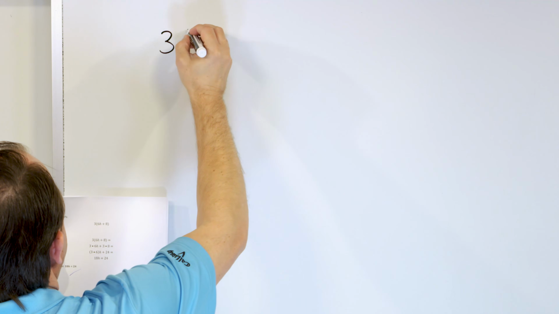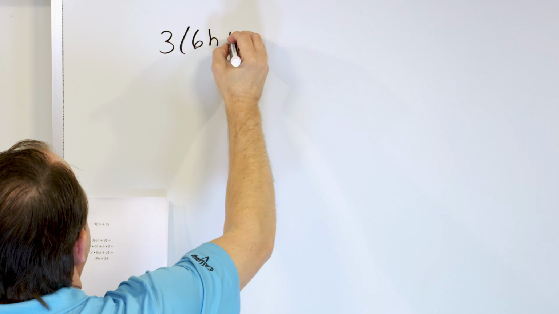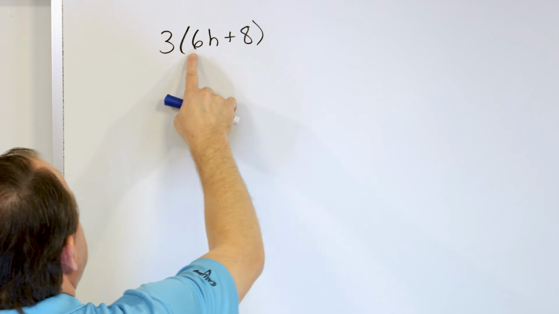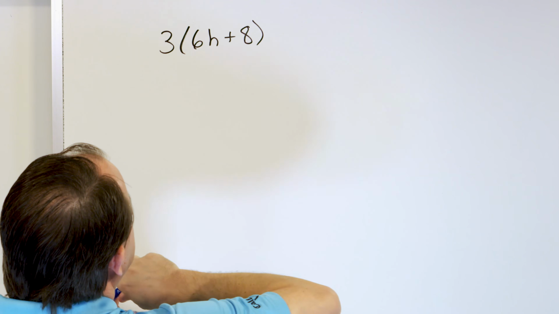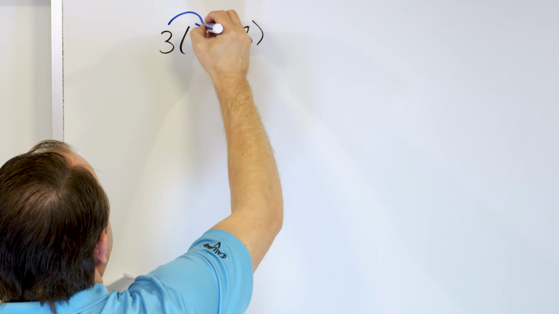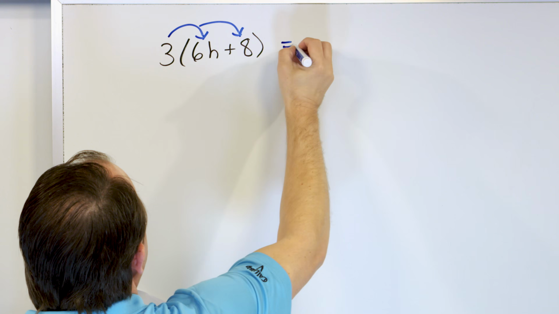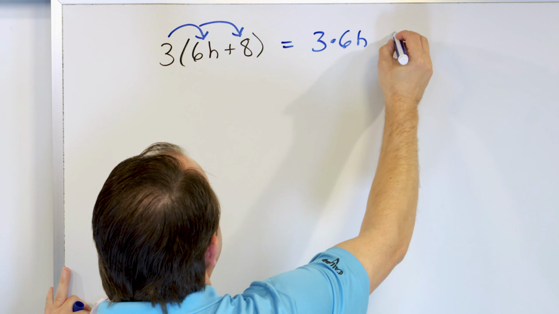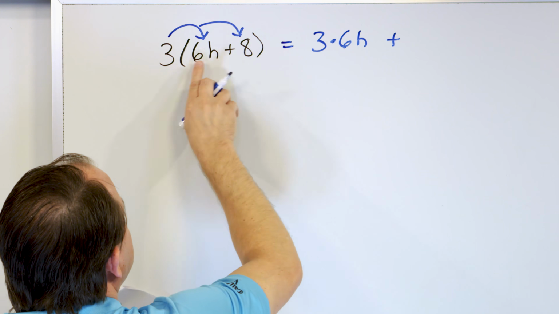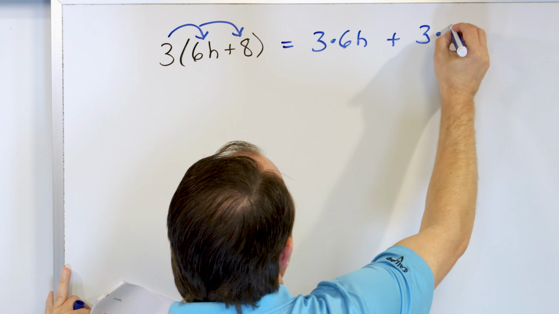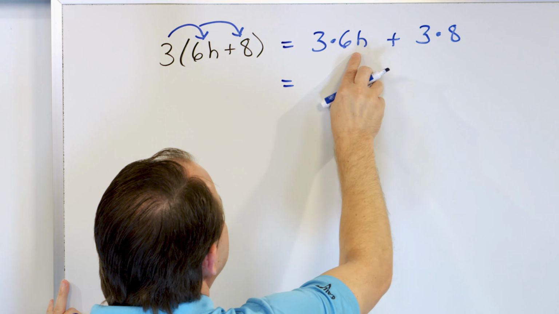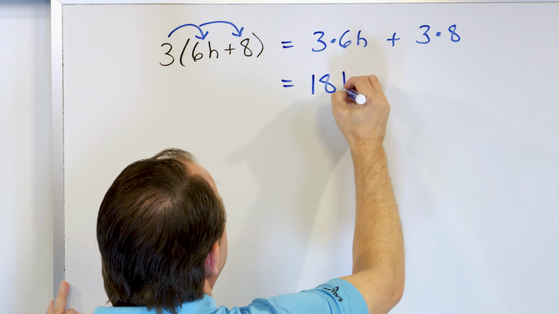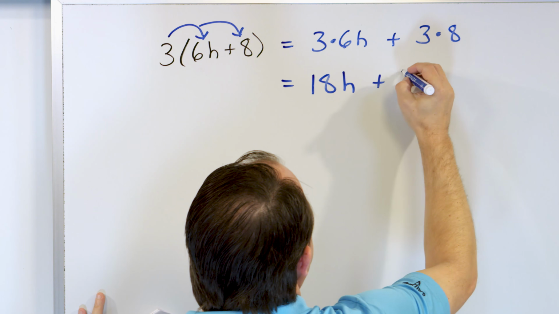What about 3 times 6h plus 8? Right, so I check for the same things as always. Can I combine the inside? I can't. These are not the same terms, but I can distribute from the outside. And so what am I going to get? The 3 times the 6h. Right? The plus sign comes from the plus sign here, and then the 3 times the 8. All right? Again, 3 times 6h. The 3 times 6 I multiply as usual to get 18. The h just comes along for the ride. And then 3 times 8 is 24.